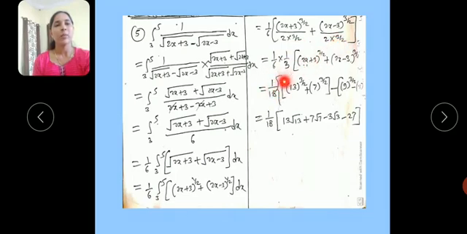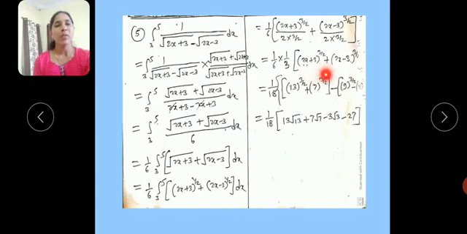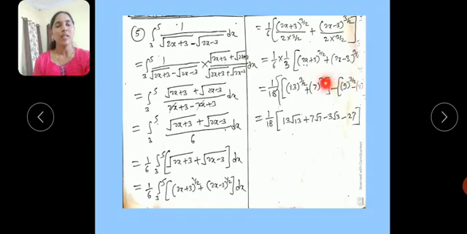We get the step 1 by 6 into 1 by 3 in bracket (2x + 3) raised to 3 by 2 plus (2x - 3) raised to 3 by 2. Here multiply 6 and 3, we get 1 by 18. Here taking limit first 5 and then 3. Here put the value of x as 5, then the value of x as 3.